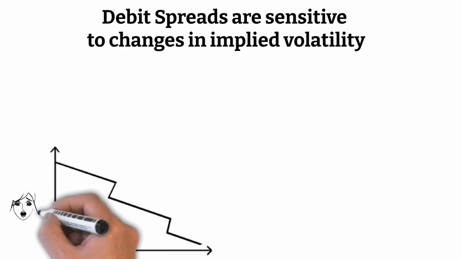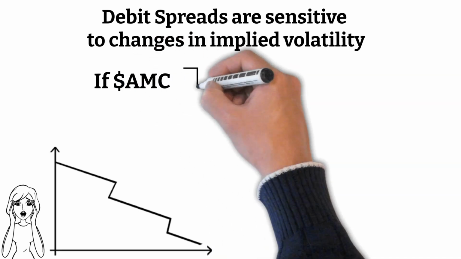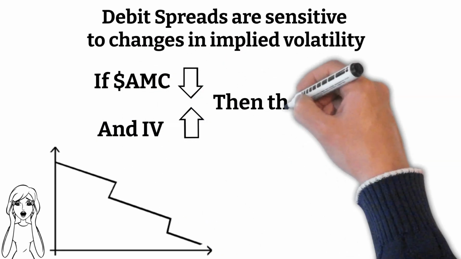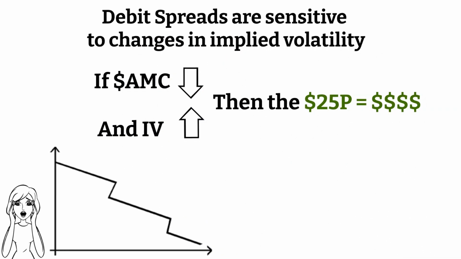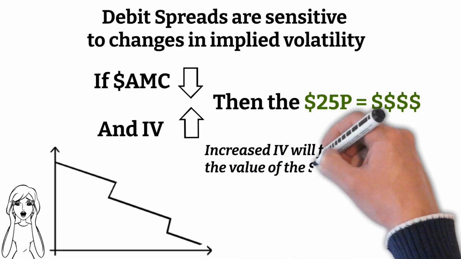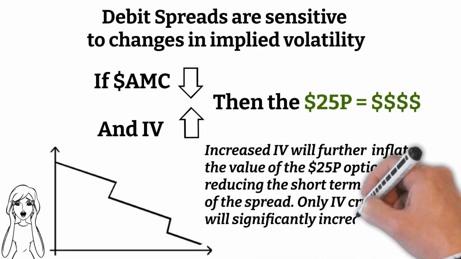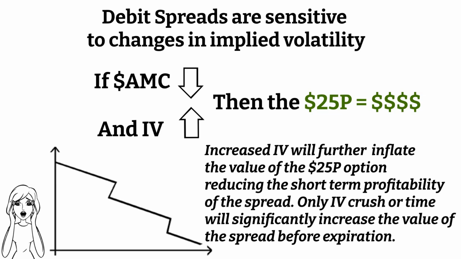One thing to be aware of is that this spread would be very sensitive to increases in implied volatility. If AMC did make a huge move to the downside, a large increase in the implied volatility would inflate the value of that $25 option. This means that although the trade would be profitable for you, the large increase in the extrinsic value of the $25 option will be somewhat of a barrier to you achieving a majority of the profit early. The $25 option would have to experience an IV crush in order for the spread to become more profitable.